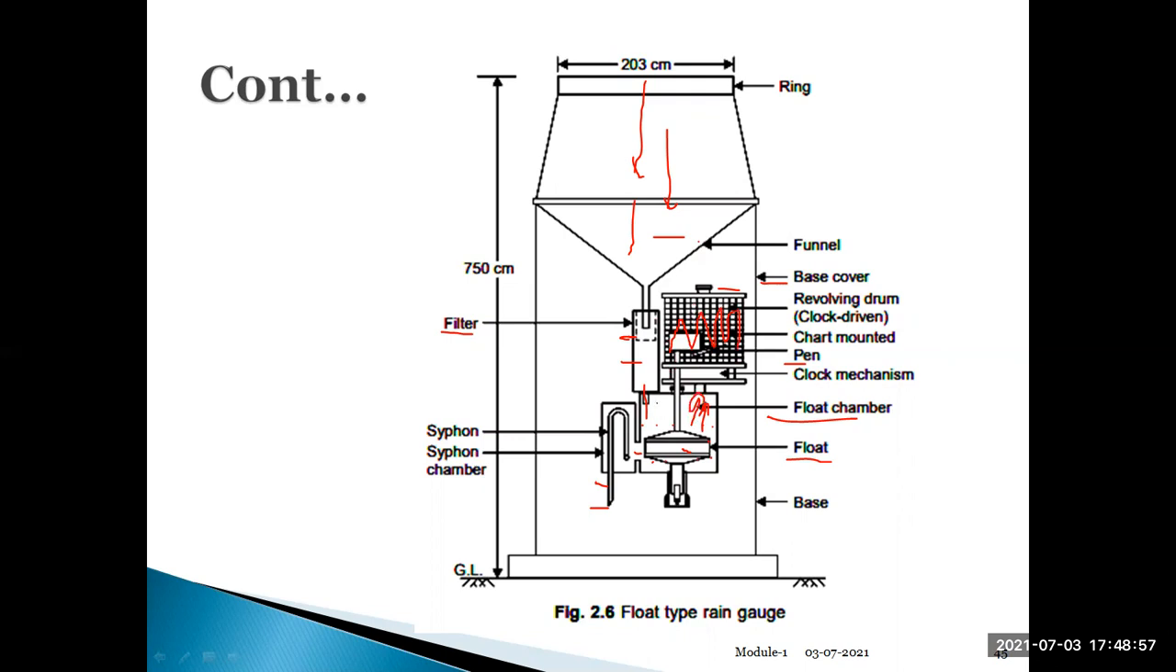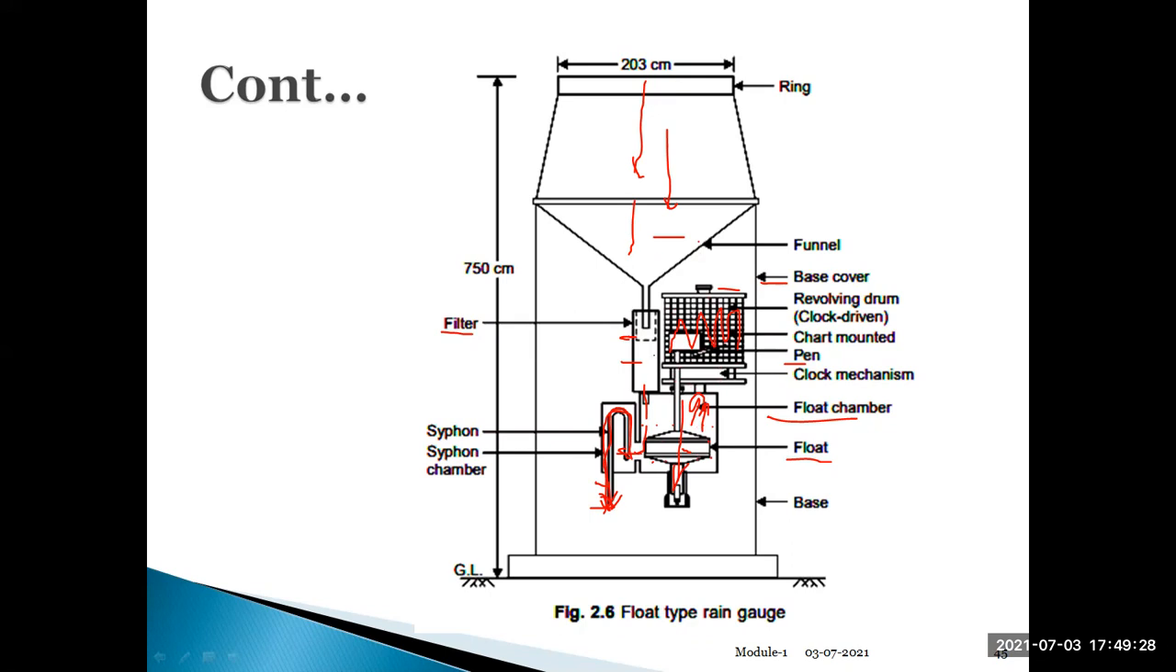Once the complete float chamber gets filled up, that water will go to the siphon chamber. Automatically, through this pipe, the water comes out. The siphon will empty the water. Once the water gets emptied, obviously the float will come down, so the pen will also come down. That is how the chart will get entered here.